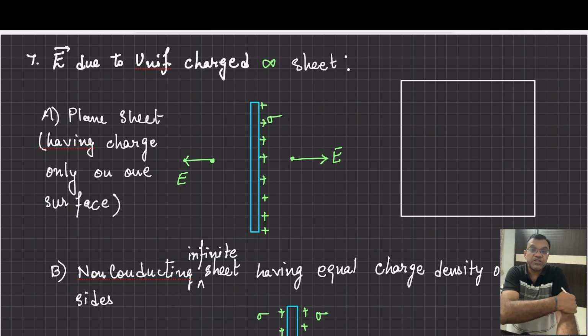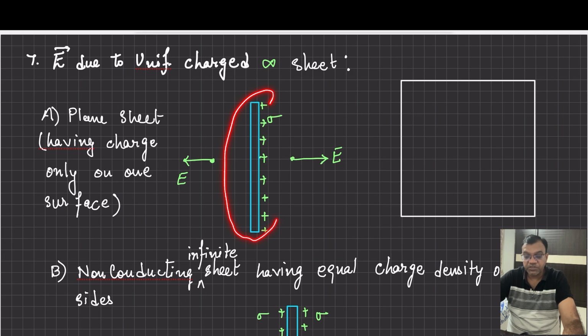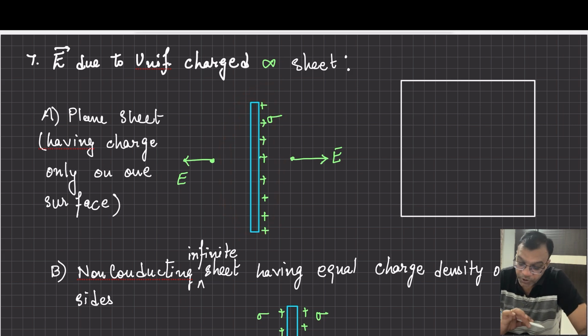Infinite doesn't mean it is of infinite length. Even a 50 centimeter by 50 centimeter square plate can be considered infinite if you are looking for the electric field at a distance of 5 mm or 1 centimeter from it. So if this sheet is 50 by 50 centimeter and this distance is 1 centimeter, then you can consider this sheet as infinite. I hope you have understood the meaning of the word infinite.